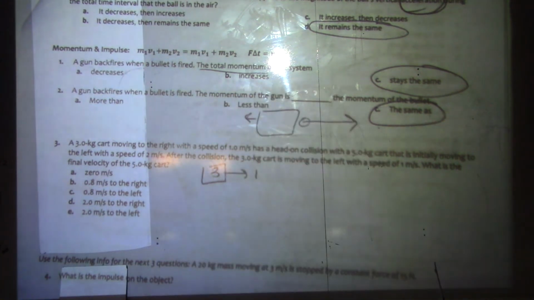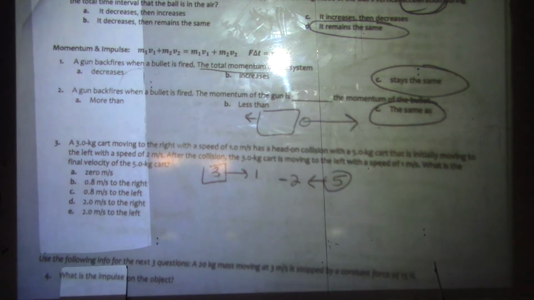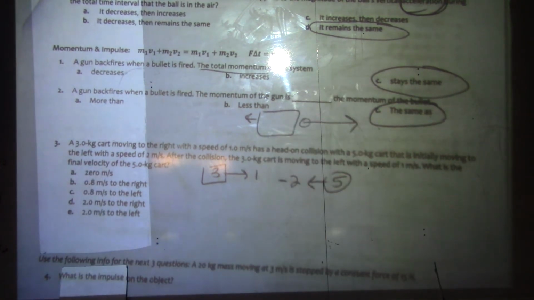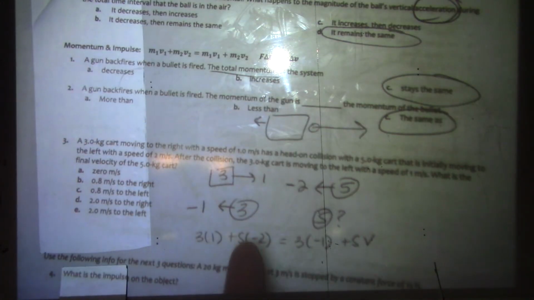3 kilogram cart moving to the right with a speed of 1. 5 kilogram moving to the left with a speed of 2. So left means I need to put a negative sign there. After the collision, the 3 is going to the left. Again, I need to put a negative with a speed of 1. And I want to find the velocity of the 5. So this is going to be 3 times 1 plus 5 times negative 2 equals 3 times negative 1 plus 5v. I'm plugging into my collision equation right here. 3 plus negative 10.